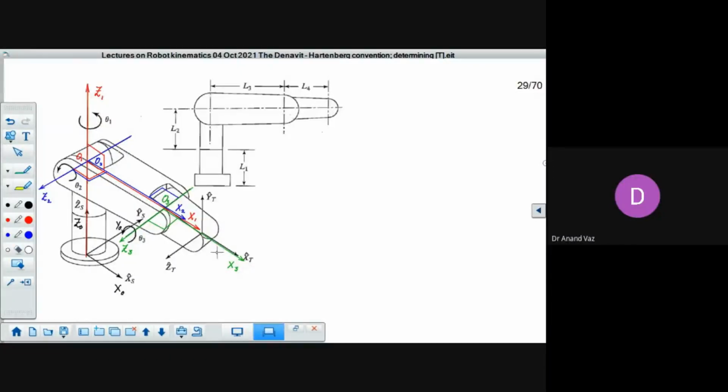Now our next job is to determine the parameters that are needed for the transformation. So we have to work out, when i equals 1, the transformation 1 to 0. For that, how is the red frame related to frame 0? We will do it in red color. So here we have a0.